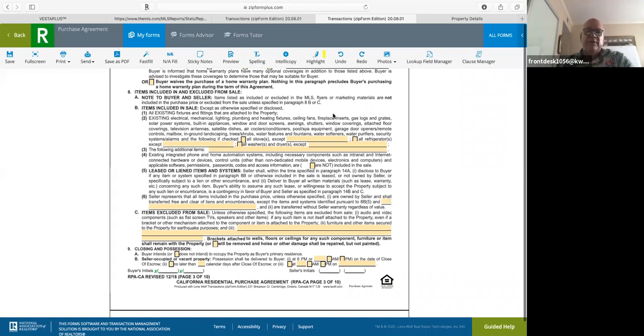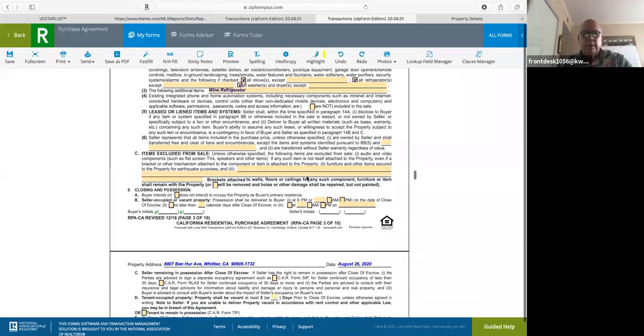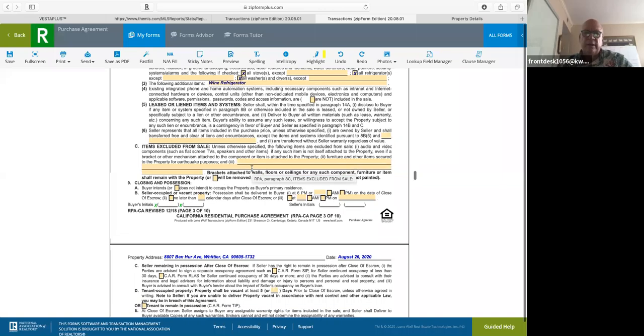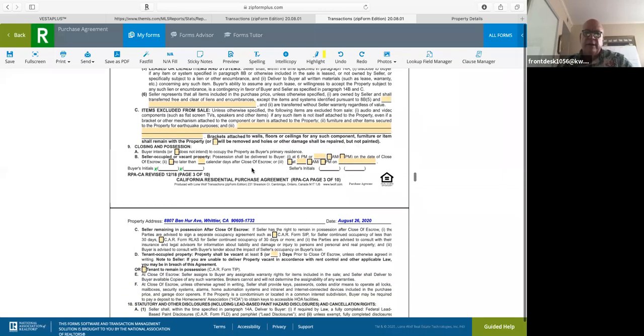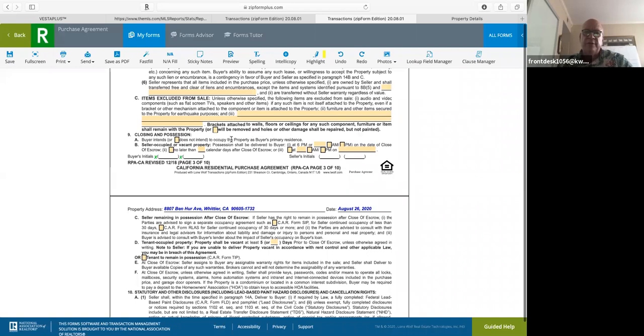The next section are items that are included and excluded from the sale. So we're going to say that the stove's included, the fridge, and the washer and dryer, and there's a wine fridge. Then here we would put if there's something that's excluded from the sale, and there's nothing that I can think of offhand. I'll go back and review the MLS to make sure.